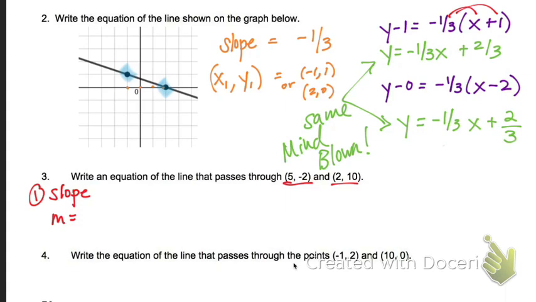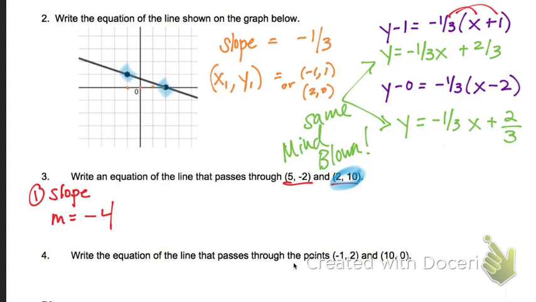Okay, what did you get for the slope? 5 over -4. Now, I'm going to choose one of the ordered pairs. Which one looks easier? I'm going to go with the one that you choose. 2, 10. I agree with you on this.